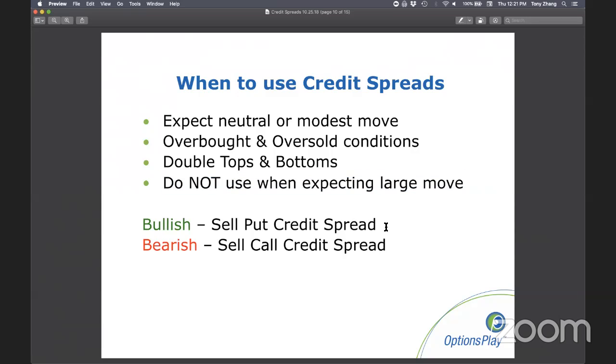You're much better looking at debit spreads if you're expecting a large move in the underlying stock. So with that, just to reiterate, if you're bullish on a stock, meaning if you feel that it's oversold or it's hit a support level and you think it's going to bounce or move a little higher, you want to sell a put credit spread or a long put vertical. And then if you feel the opposite, where it's overbought or reached the top, you want to sell a call credit spread. And you can string the two together.